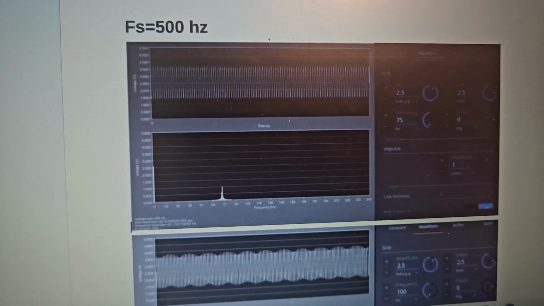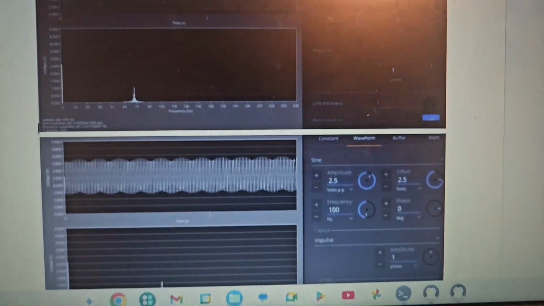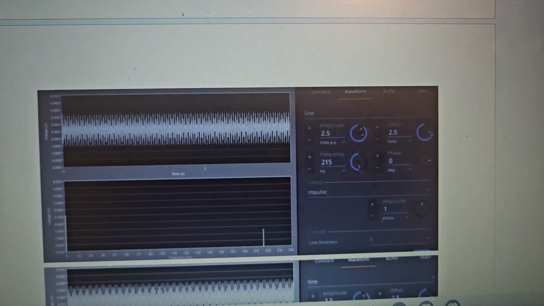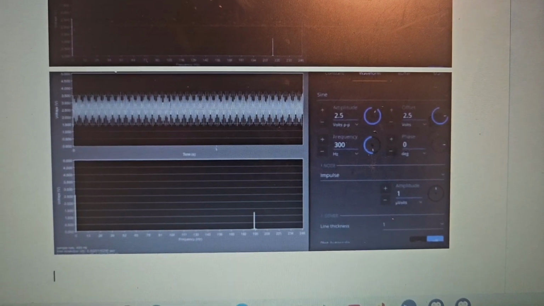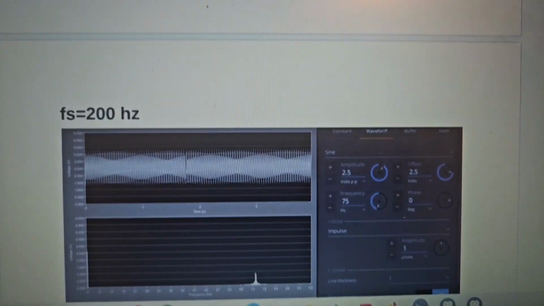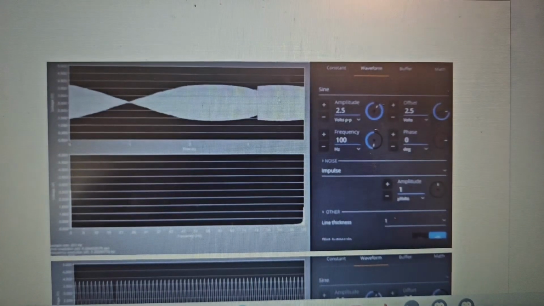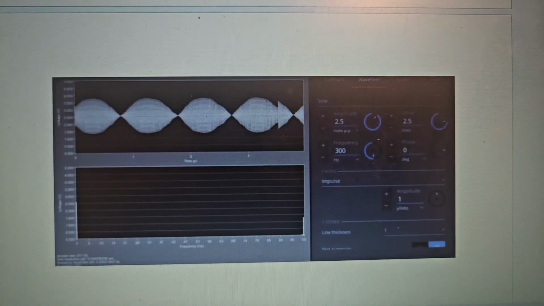Starting off at a sampling frequency of 500 Hertz, the first graph here is 75, here is 100, here is 215, and this is 300. Next, at a sampling frequency of 200, we have first 75, 100, 215, and 300.